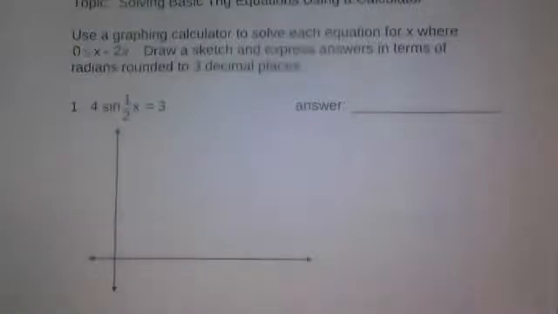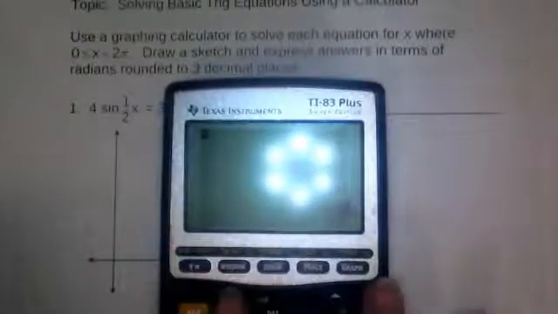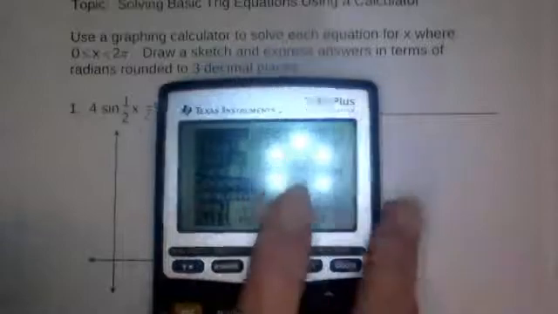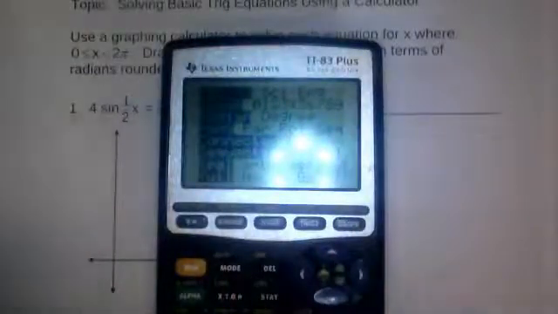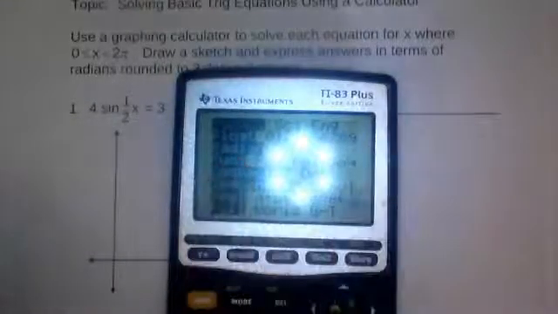So just a few things on your calculator. Be sure on your calculator that your mode is in radians. There is a way to graph some of the trig functions in degrees, but we're not going to be talking about that today, so be sure that it's in radians so it graphs correctly.